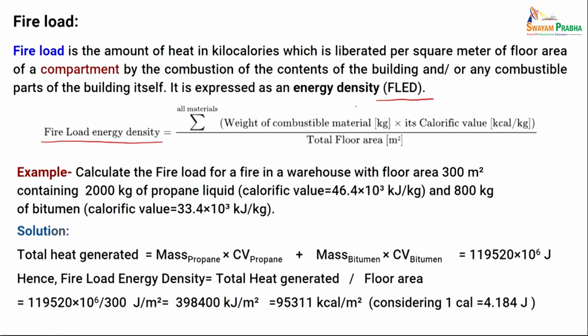The amount of combustible material is multiplied by its calorific value. You see the weight of the combustible material in kg, the calorific value in kilocalorie per kg, and the floor area in meter square. When the summation of all these weights multiplied with their individual calorific values is divided by the total floor area, it is defined as the fire load energy density.